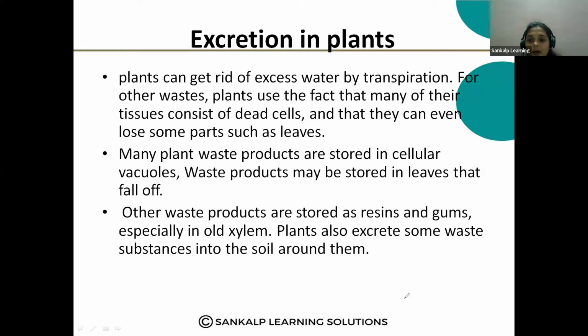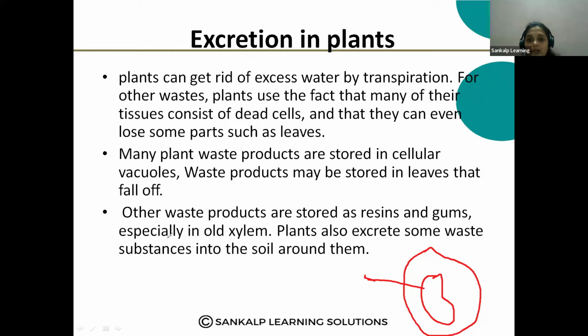If this is a plant cell, I'm just drawing it. The vacuole is present inside the plant cell. These vacuoles store the waste products, and these waste products may be removed in the form of leaves that fall off. In some plants the leaves continuously fall off, so that removes some waste products, and dead cells and dead tissues also remove the waste products.